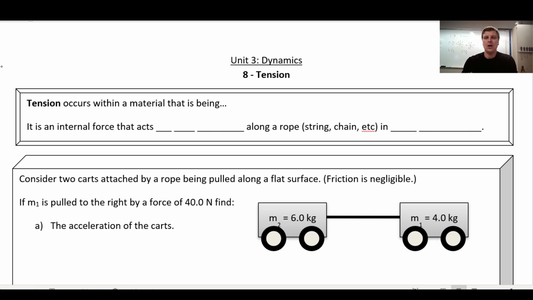We continue on with our discussion of dynamics, and today is a very special day. We're going to talk about tension. So tension, just in a general sense, is a force that occurs whenever an object is being pulled.